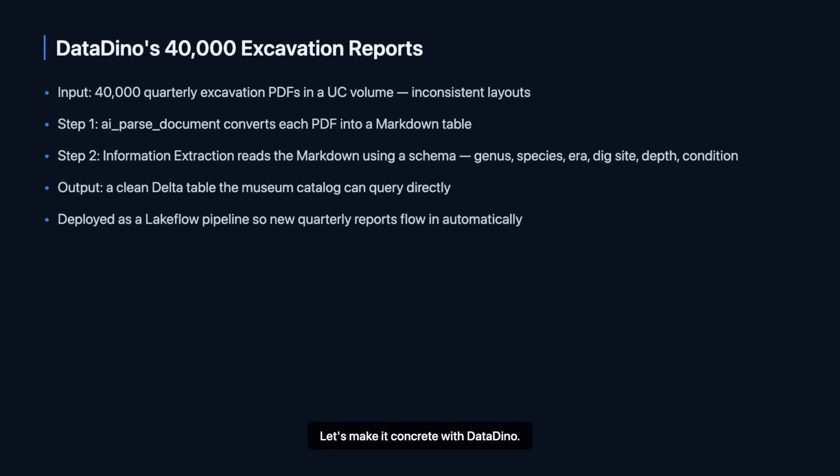Let's make it concrete with DataDino. They had 40,000 quarterly excavation PDFs sitting in a Unity catalog volume. Every dig site formatted reports differently, with no consistent template. Because information extraction doesn't read PDFs directly, the first step was a pre-processing parse. AI parse document converted every PDF into a markdown table.